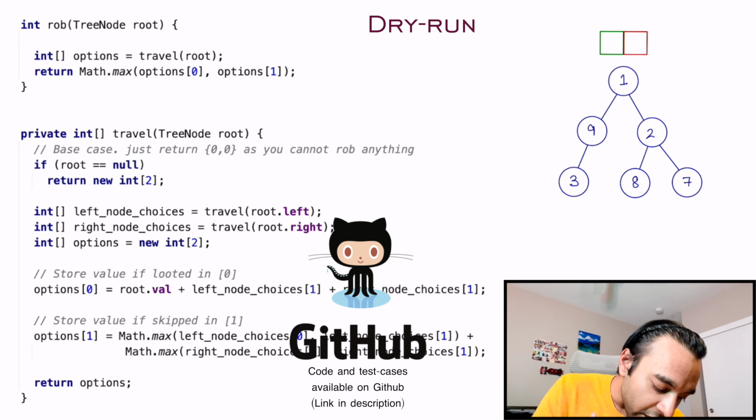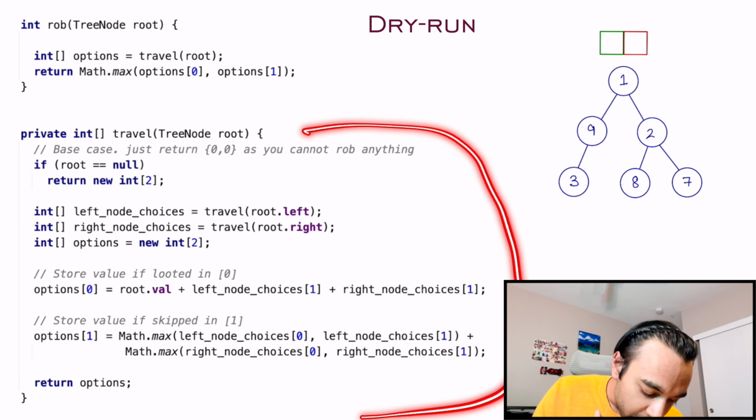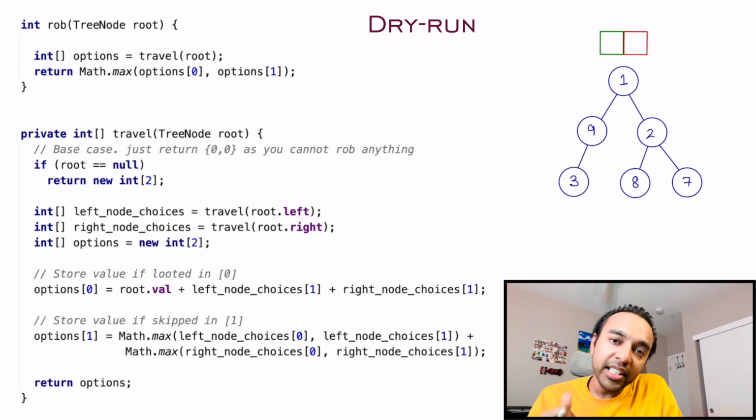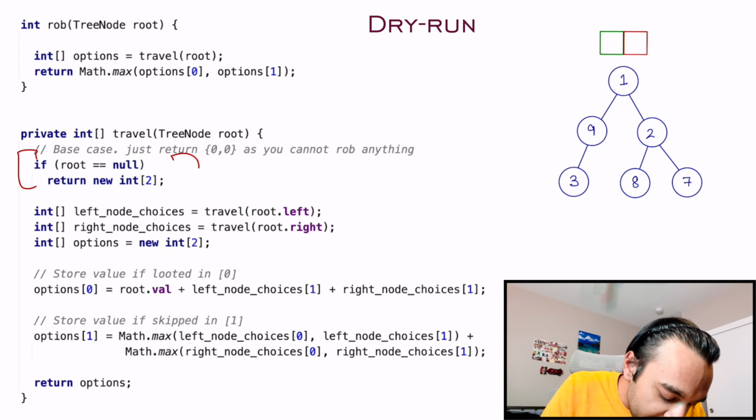So moving on with the dry run, I have this function with me that is traveling through my entire tree. And let us quickly see what is happening over here. So first of all, what I have over here is a base case.